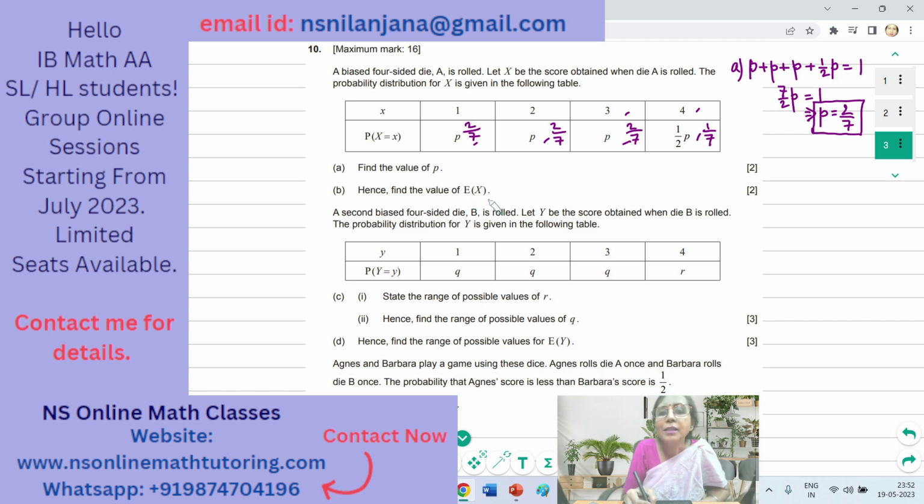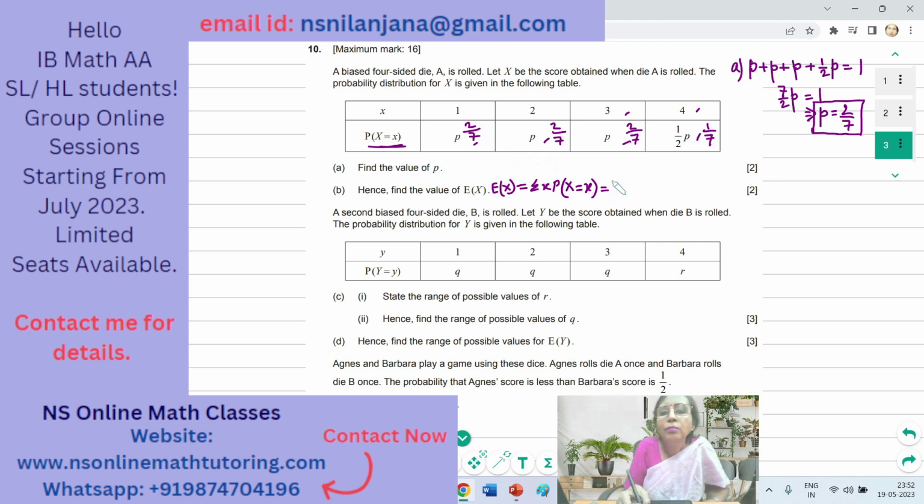the expected value of X. What is the expected value of X? E of X will be the sum total of X times P of X, that is X times P: X, the number, and its corresponding probability. You write XP, it is also fine. Don't have to write so much.